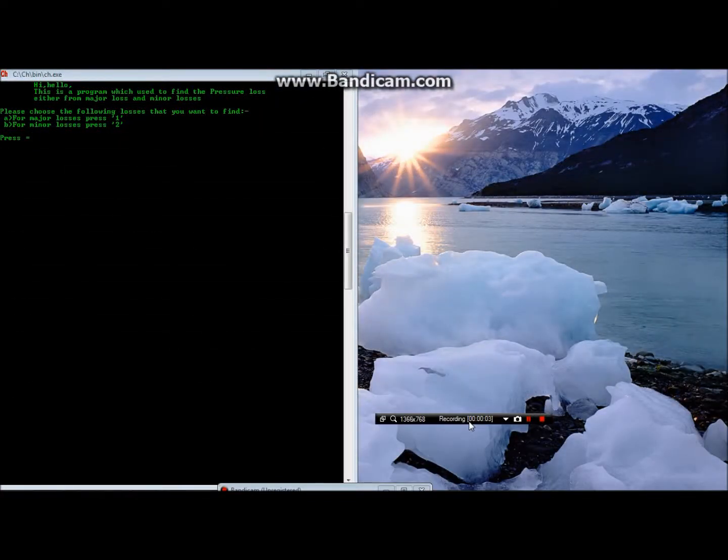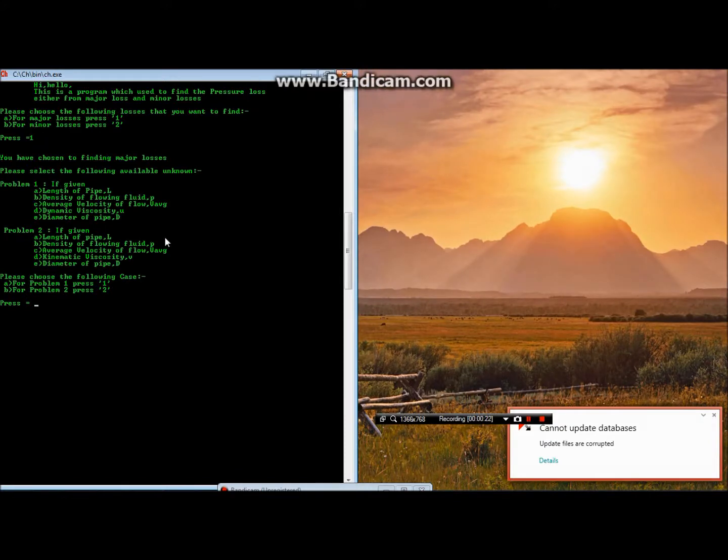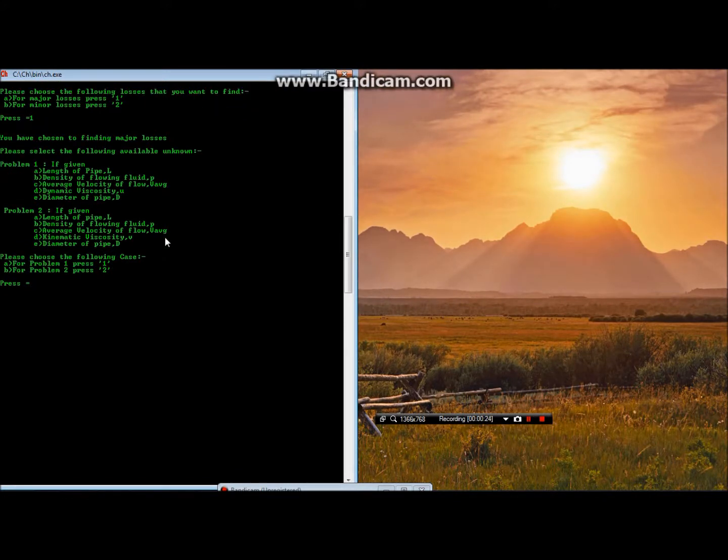My name is Muhammad Saimi. This is a program for the user to find the pressure loss, either from major loss or minor loss. Please choose the loss that you want to find. First, I choose 1 for major loss. After that, there are two problems. I choose problem 1.